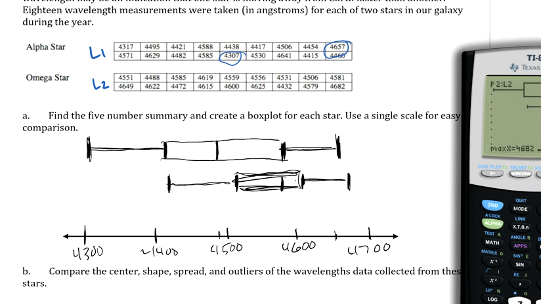Definitely this distribution has a much smaller range. And it also has a smaller interquartile range, right? Remember the difference between Q3 and Q1 is something we call the IQR, the interquartile range.